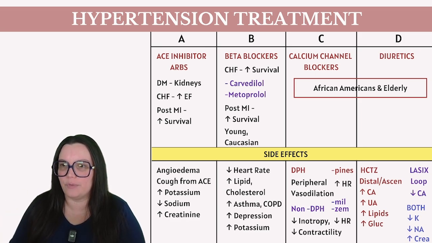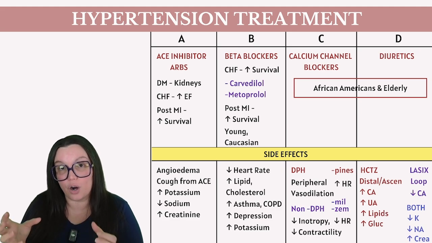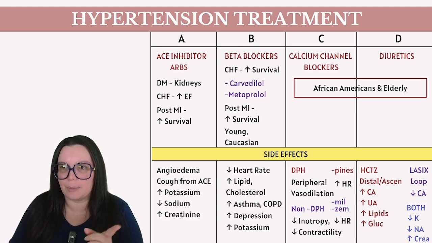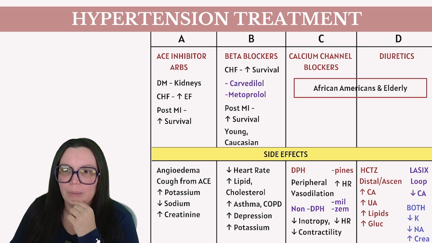In contrast, if we have non-DHP medications, we're looking at the mils and the zems. They're going to work a little bit differently. They're known for the reduction in inotropy. This essentially means they're going to reduce the contractility of the heart, leading to a decrease in the heart rate.